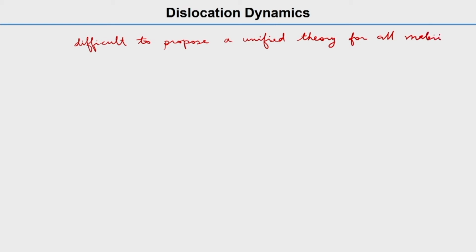So it is difficult to propose one unified theory for all materials. That is not possible, because materials are all different, they follow different rules. And this is the first point, and the second point is there are different deformation mechanisms, that means plastic deformation mechanisms, that we already discussed in our basic materials lecture.